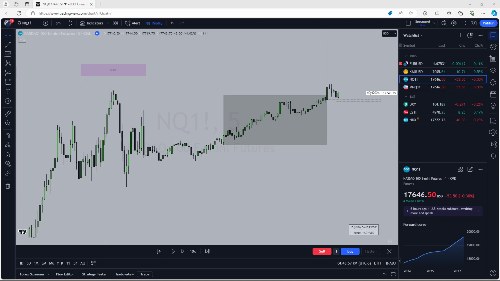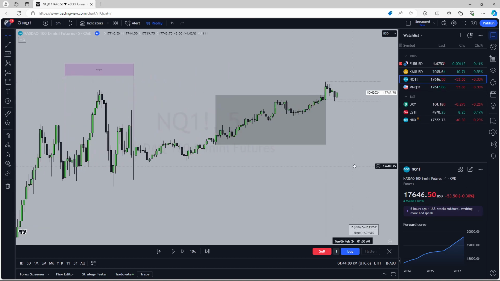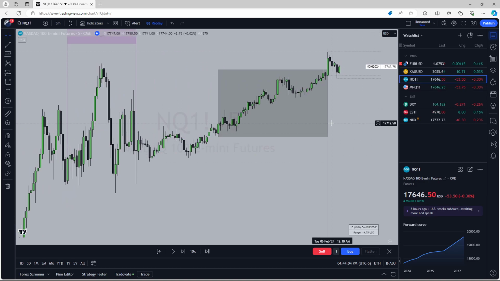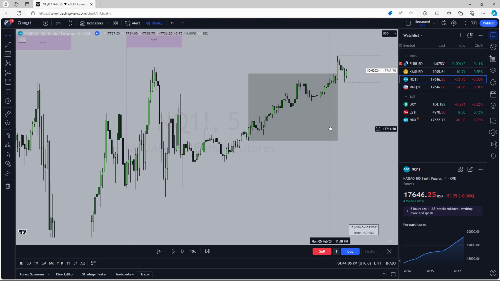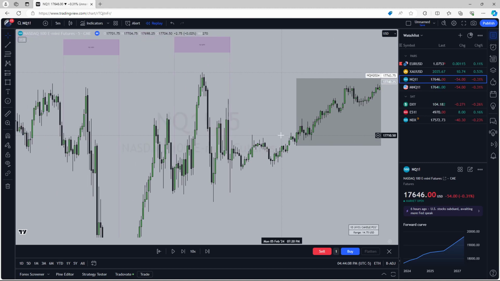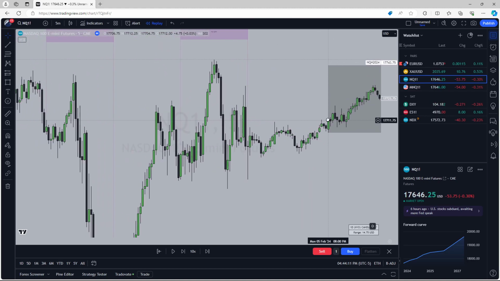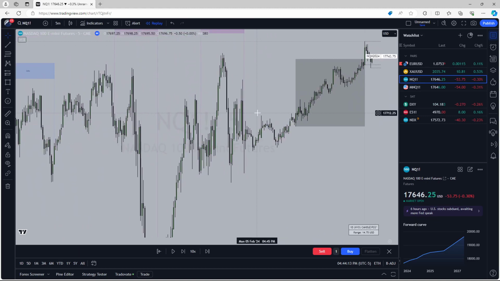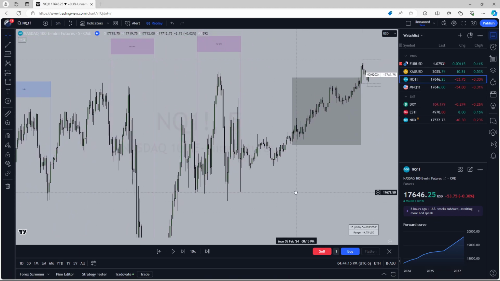Here, let me show you. Misusing OTE. I personally don't like OTE. I use SD real quick. What do you anchor yours on? I do the manipulation leg, right? So in this here, I'll show you.